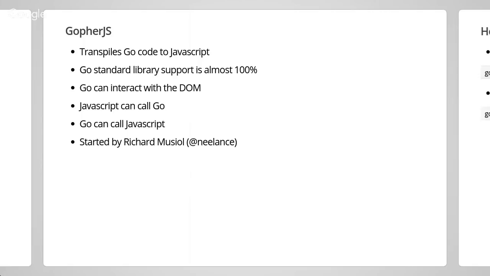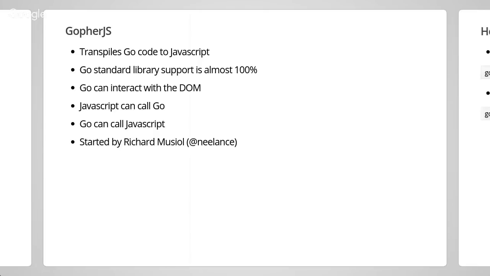So what is Go4JS? The basic idea is pretty simple. You transpile your Go source code to JavaScript. And this JavaScript you can then run in your browser as much as you want to. It has almost 100% support of the standard library. There are some small exceptions, but most of the time, most of your libraries will just work. You can just compile them to JavaScript and they will run.